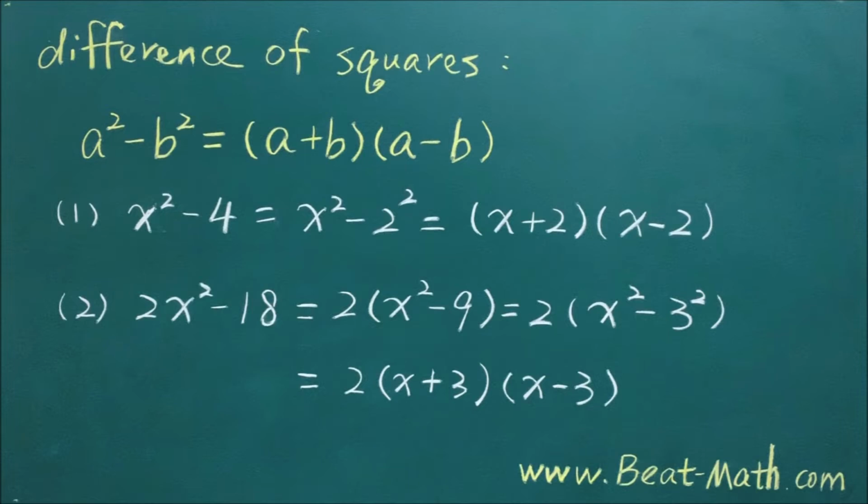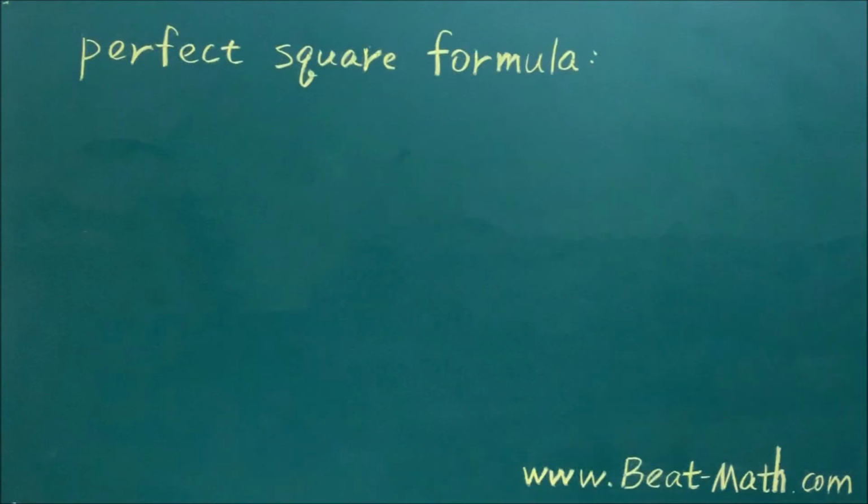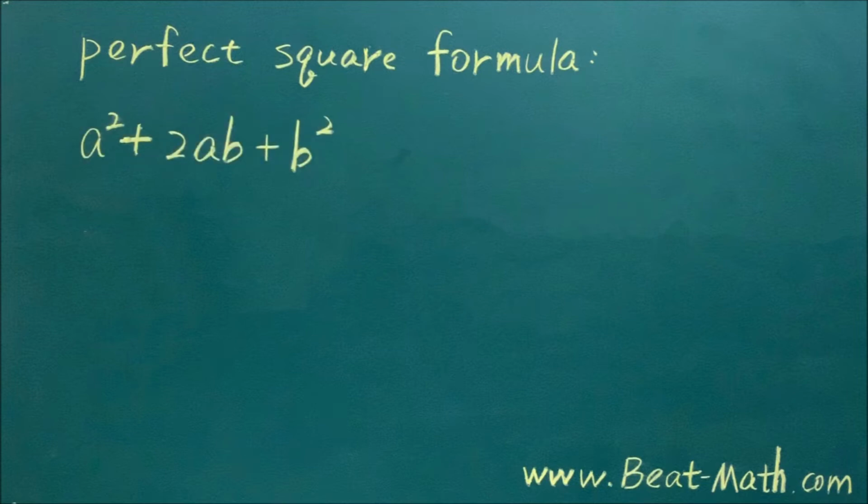You see, when factoring, we first decide if there is a common factor in each term. If there is, factor out the common factor, then apply other methods later. Next, I'm going to show you the two forms of the perfect square formula and how to use them in factoring. The first form of the perfect square formula is a squared plus 2ab plus b squared equals the quantity of a plus b squared.